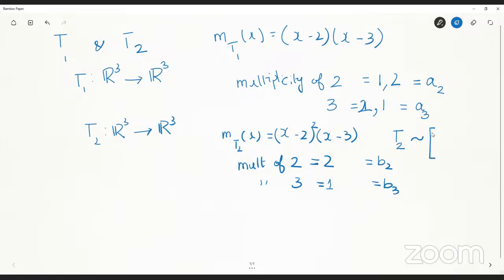Sir, please explain generalized eigenspace, sir. No, that is not needed. Venkatesh sir was saying something more elementary.